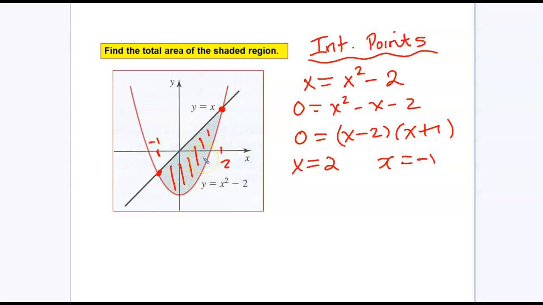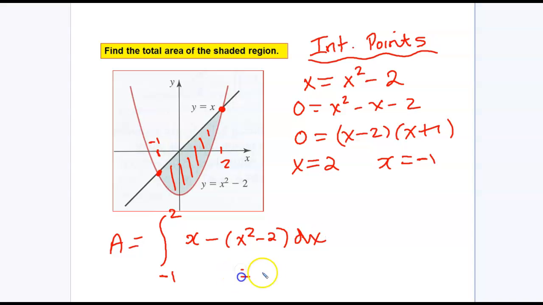Now, to find this area trapped between these two curves, it's very simple. We do the integral from my intersection points, negative 1 to 2, and we look at this region, and which curve is on the top of that region? Well, it's the function y equals x, so it's the top curve minus the bottom curve, which is the parabola, with respect to x. If we simplify this by distributing the negative sign, I would get that. And yes, we could integrate this manually using our techniques in chapter 5 to evaluate. But now we're going to learn how to do this on a calculator.